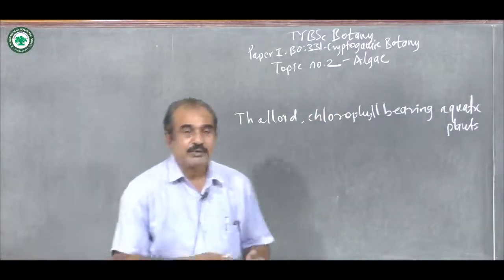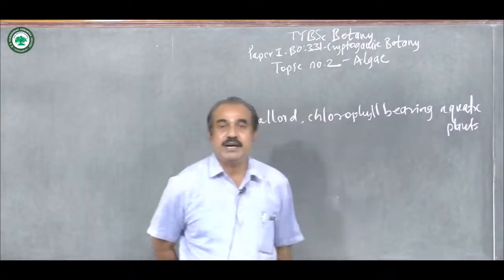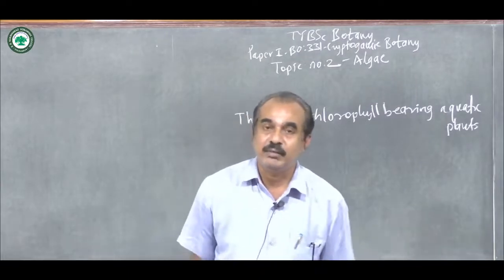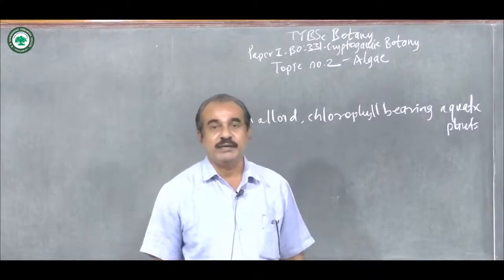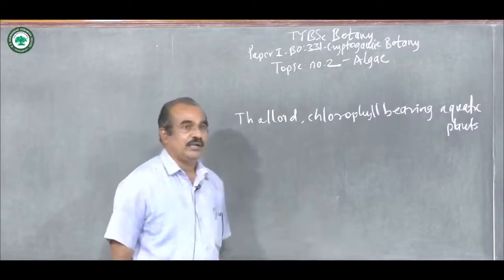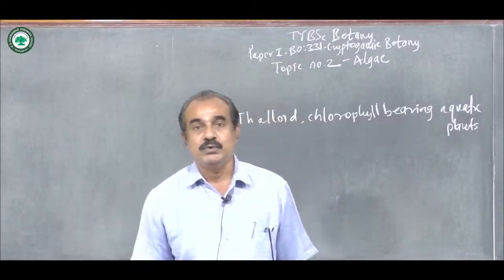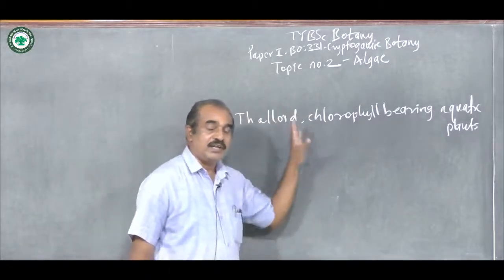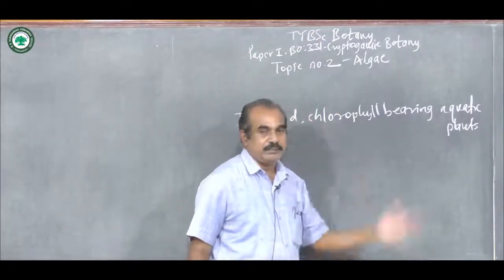Now, this definition of the algae shows the different characters of the algae. For example, aquatic, that means they are found in the aquatic medium, that means they are developed in the water. Now, it is chlorophyll bearing, that means it prepares its own food material, so they are autotrophic in mode of nutrition. And as they are thalloid, that means the plant body of the algae does not get differentiated into root, stem and leaves. Such structures are called thallus-like structures, and because of this the algae are defined as thalloid chlorophyll bearing aquatic plants.